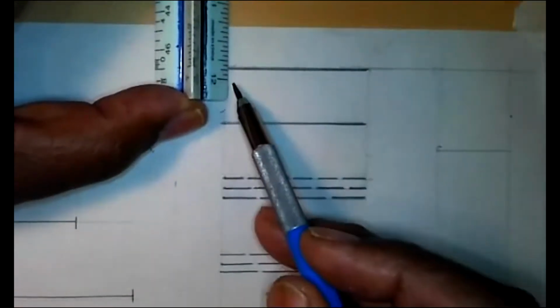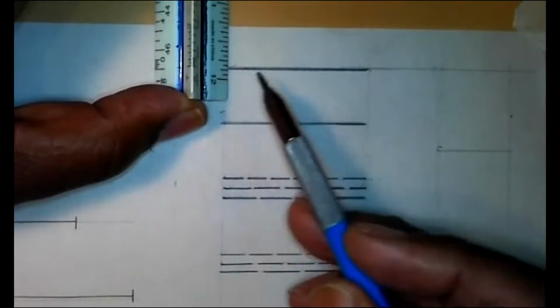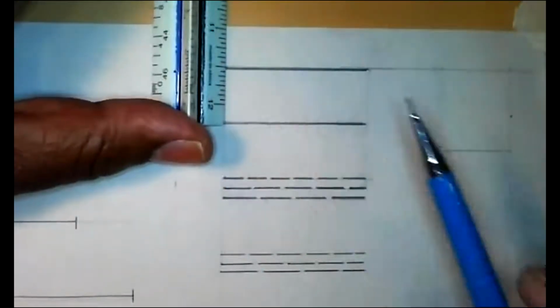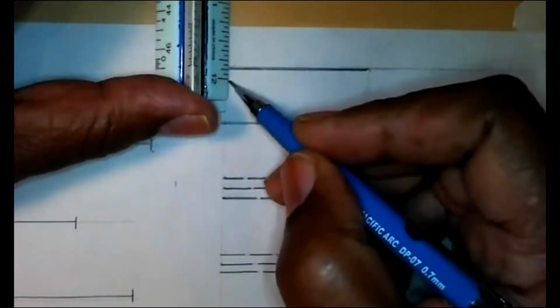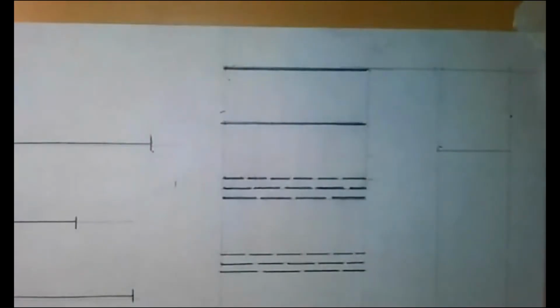So this space here is 1/8 of an inch. I keep picking up the wrong pencil. I want my mechanical pencil. I finally got it. Okay, so now let's come over here. 1/8 of an inch space. Then I'm going to draw my first guideline.